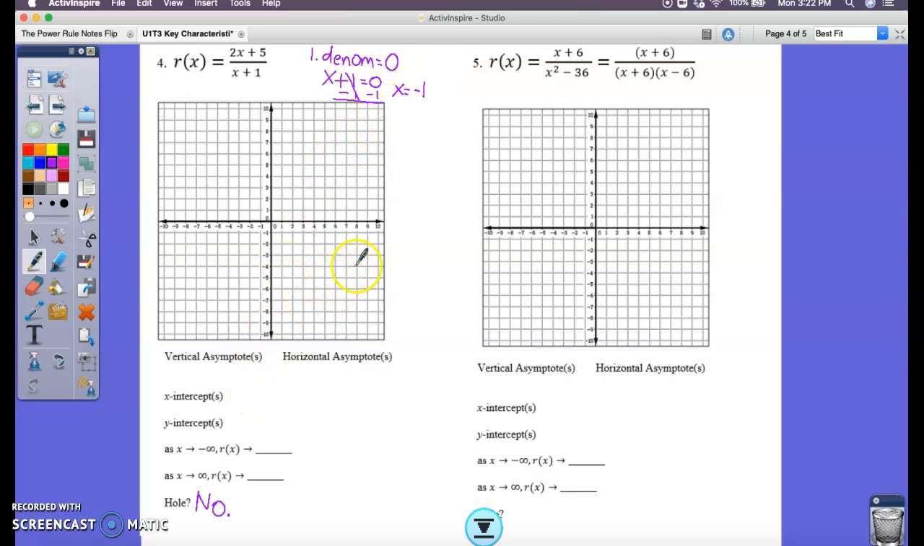Okay, so that value I cannot have. That guy there is x. That's going to give you your VA, your vertical asymptote. So my vertical asymptote is x equals -1.